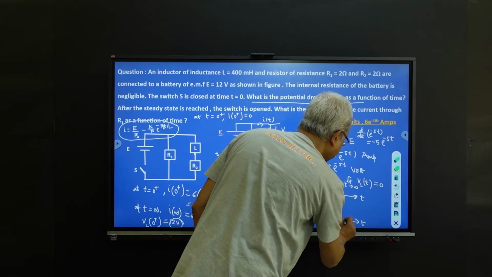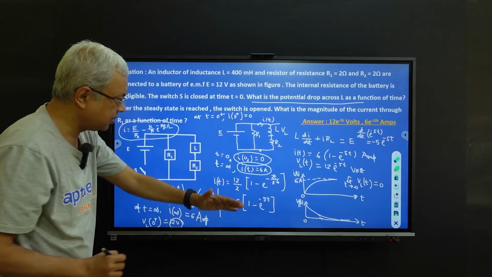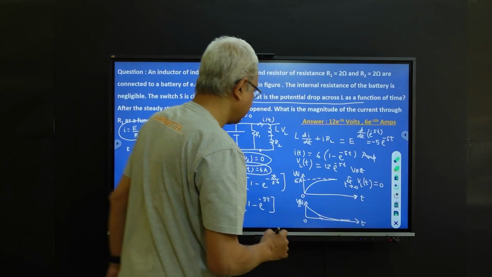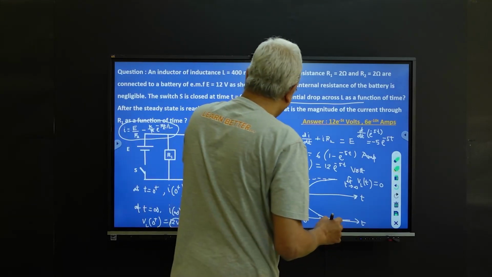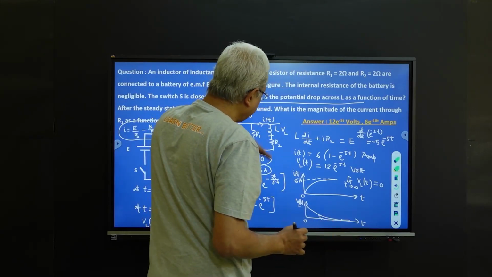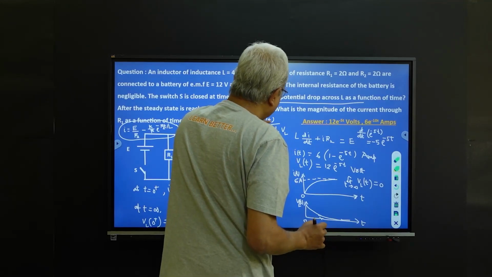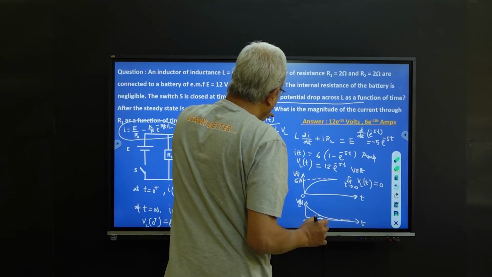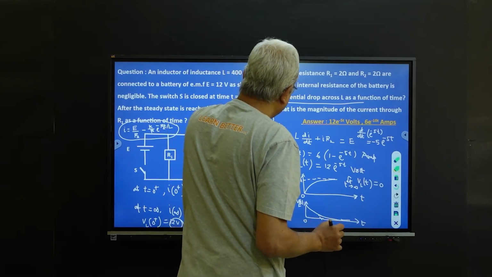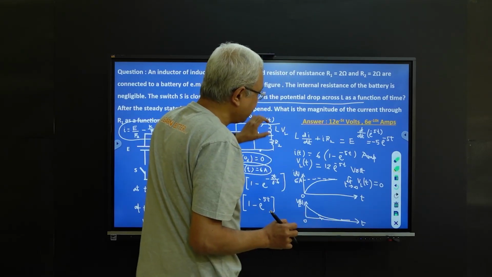It takes infinite time to reach 0. It is asymptotically touching the t axis, because when sufficient time has passed, the inductor behaves like a short circuit, that means having 0 resistance. So if something has resistance 0, the voltage drop across that is 0.